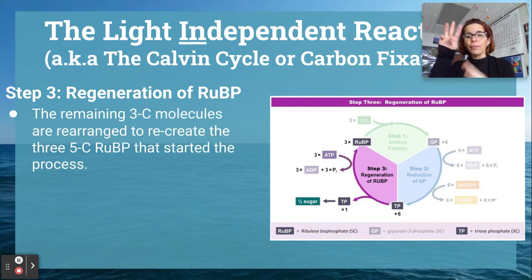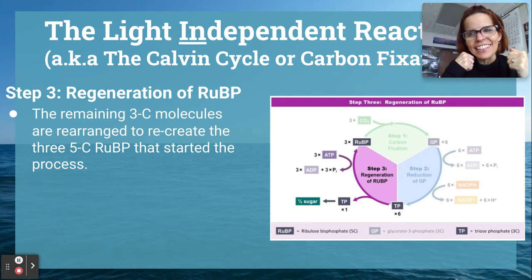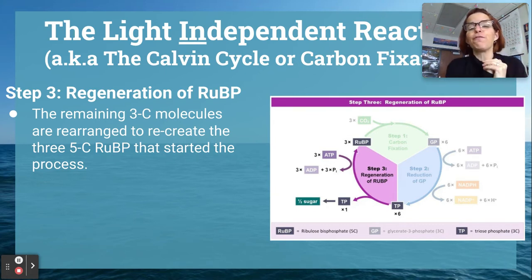The remaining, remember we had a whole bunch of 3-carbon molecules, they get put back together to make 3 5-carbon molecules. So let me back up. Don't worry about these numbers, I'm just helping you figure it out. You originally had 18 3-carbon molecules. We lost one of them. It's going to go build a glucose molecule. So now you're left with 15 3-carbon molecules.